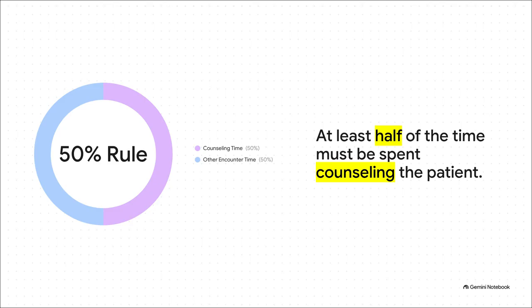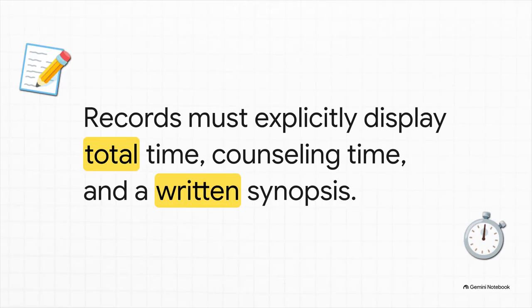So, if a physician spends an hour with a patient, at least 30 solid minutes of that must be dedicated strictly to counseling and discussing options for this time-based coding to be valid. For this time-based code to be compliant, the provider's documentation can't just lazily list the total minutes. It must explicitly state the total time of the visit, it has to break out the specific amount of time spent on counseling, and it needs to provide a clear, written synopsis of what was actually discussed during that meeting. Without that written synopsis and the exact time breakdown, your time-based claim will not survive an audit.